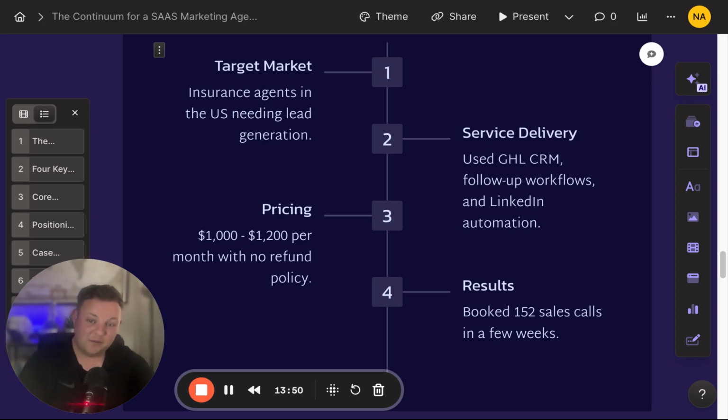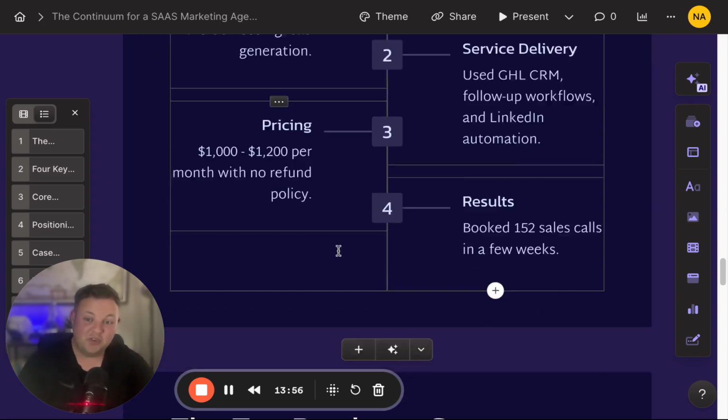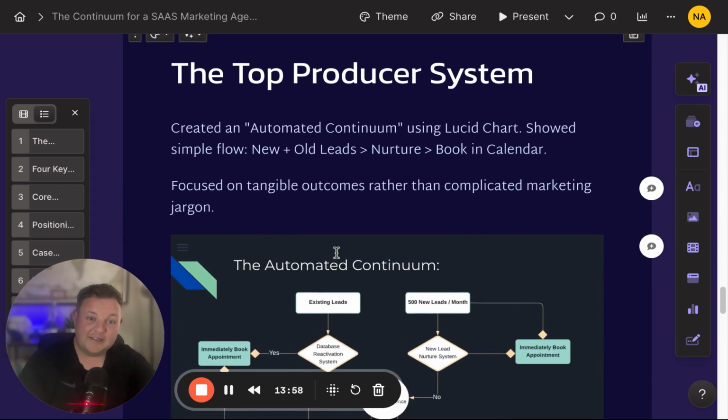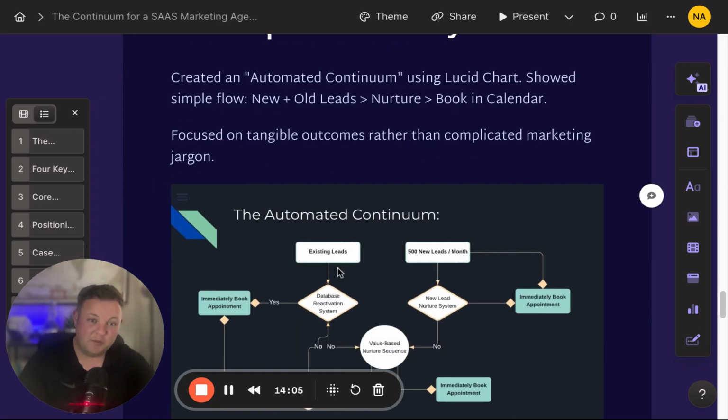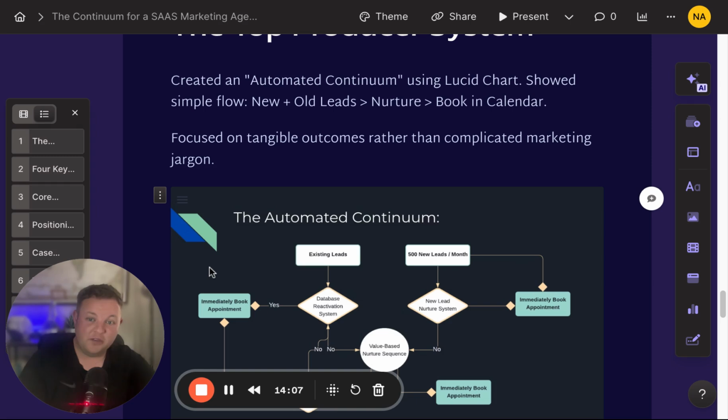Now, why did it sell? What was the difference? Was it dark arts? Well, definitely it wasn't dark arts. Here's exactly how I positioned the offer. I labeled it as a top producer system. I used a Lucid chart, which is this chart here. We built some Lucid charts. And I called it the automated continuum, the top producer system with the automated continuum.